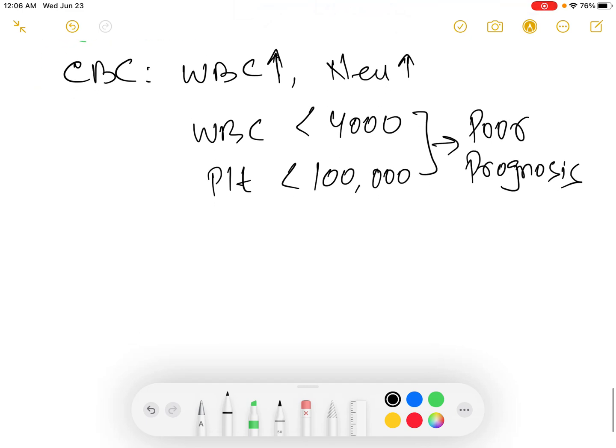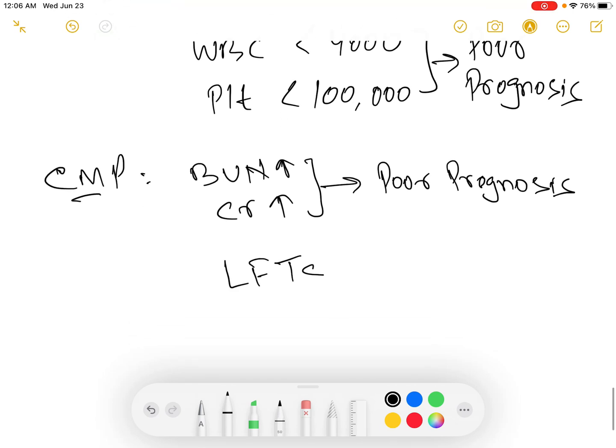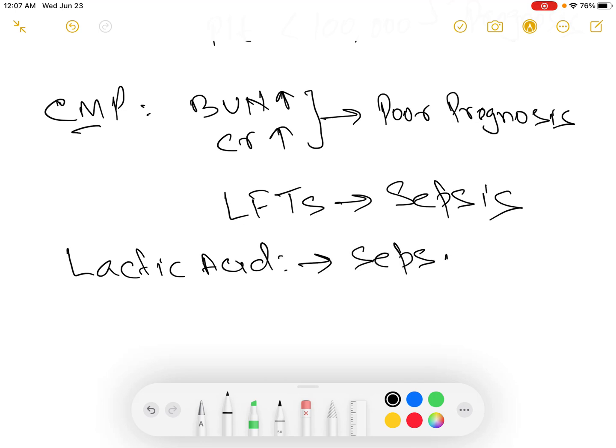Then you will get the CMP, and here you are looking at the kidney function and electrolyte imbalance, and any new increase in BUN or any new increase in creatinine tends to have a poor prognosis, just so you know. So keep that in mind. If you have elevated LFTs, that tends to be a sign of sepsis. So keep this in mind. And pneumonia is one of the leading causes of sepsis. So if you are worried about sepsis, like the patient is tachycardic, hypotensive, then you may obtain lactic acid. We are looking for sepsis.